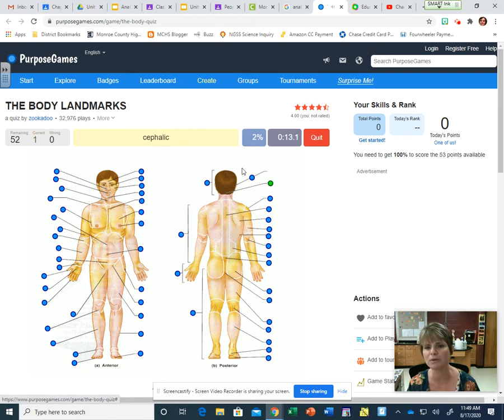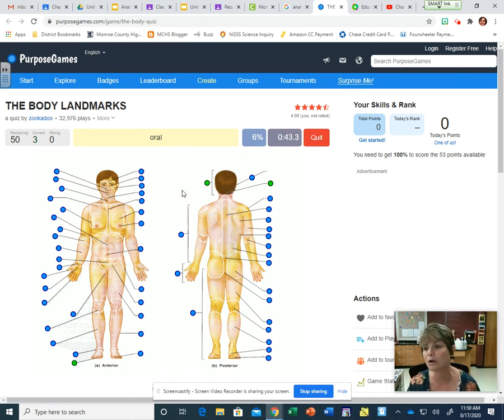So I'm going to click on that little blue dot, and it tells me I got it correct. Okay, cephalic. That's cephalon, referring to the head. So this whole area here is the head, and again, I got that one correct. Digital inferior. Digits are your fingers and toes, while inferior means lower. So digital inferior is referring to my toes, not my fingers, because inferior means lower. So it's probably this one right here. I got it correct. You can see if I get it correct, it turns green.